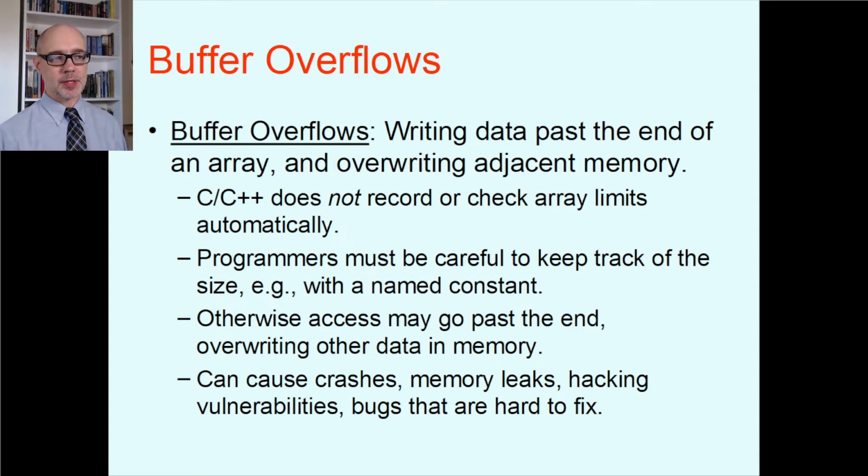So as a result, if you're working in C++, you don't have any safety bumper. You, the programmer, have to be careful to keep track of the size of your arrays, for example, with a named constant. Use the named constant so you're not guessing at the size of your array. That's very smart, like we said. Otherwise, the access may go past the end and overwrite other variables, other data in memory, and then practically anything can happen at that point. It's going to be very confusing and very mysterious. The program could crash. There could be a memory leak, where your memory is being lost inexplicably. There can be hacking vulnerabilities. There can just be crazy bugs that are hard to fix.